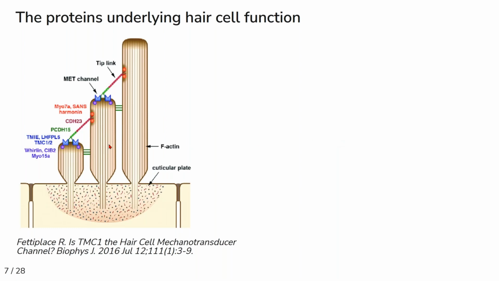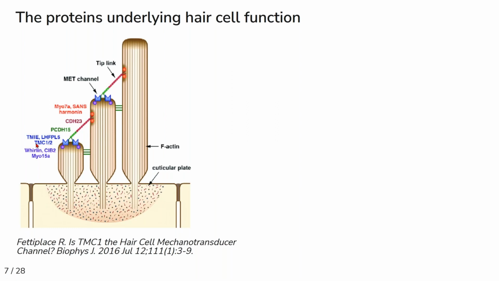So the tip link itself is made of two proteins, protocadherin 15 on the lower end, on the shorter stereocilium, that's connected to cadherin 23 that connects to the longer stereocilium. And at the bottom here is the channel. For a long time, it was unclear which proteins actually create the channel. But there's some fairly good evidence right now that the channel pore is mostly formed by this protein called TMC.